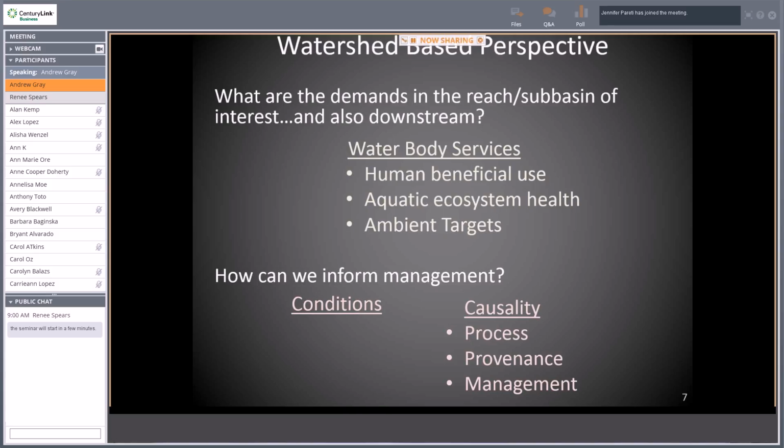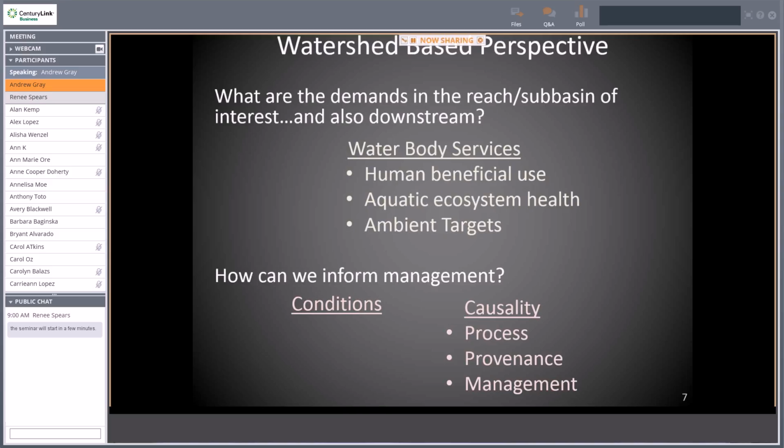And of course, this needs to begin with human beneficial uses, aquatic ecosystem health considerations, and some of the stuff that spools out of that are perhaps ambient targets, which is what I think a lot of the field of water quality tends to focus on, are targeted conditions that we would like to achieve as they relate to the requirements of the aquatic ecosystem and the human beneficial uses of that system.